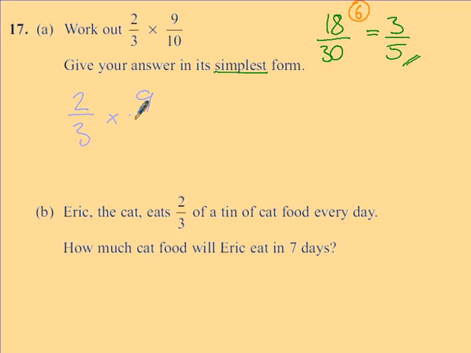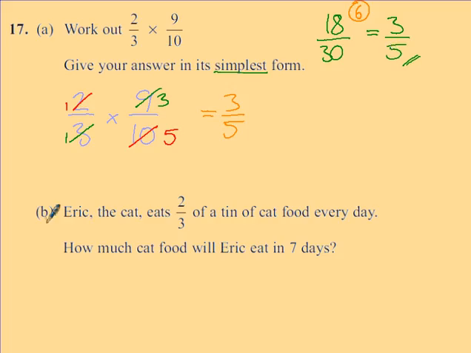2/3 times 9/10. Now if I look here, I can spot that I've got common factors. I know that 2 fits into 10 5 times, so I could divide this by 2, divide this by 2. I know that 3 fits into 9 3 times, so I could divide this by 3 and get 1, divide this by 3 and get 3. I should have said that 2 divided by 2 makes 1. And then finally, 1 times 3 is 3, 1 times 5 is 5. Notice how we get the same answer. Up to you to decide which one's easiest.